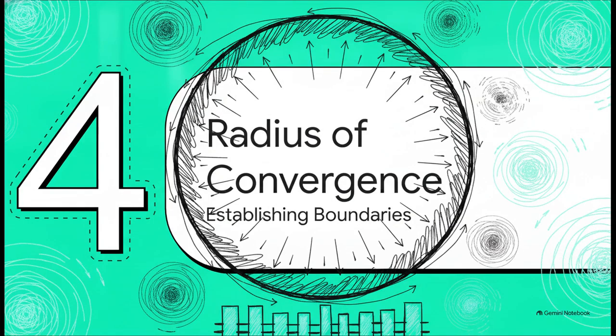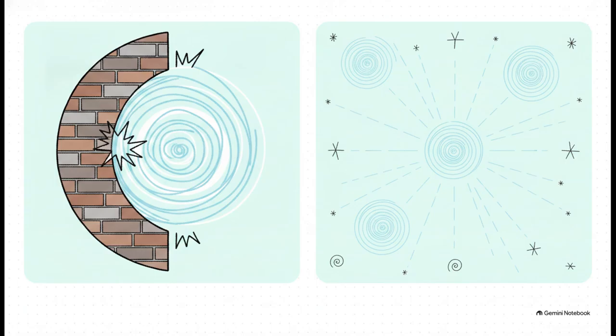All right, part 4, the radius of convergence, or essentially establishing our boundaries. So we've successfully unleashed these infinite series. But as you know, infinity can be dangerous. We have to establish the safe zones where this math won't just spiral entirely out of control. And this brilliantly illustrates why those boundaries exist.